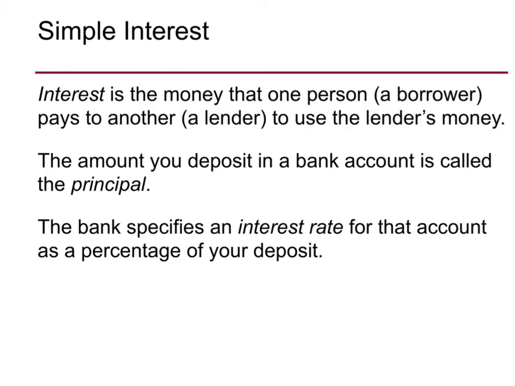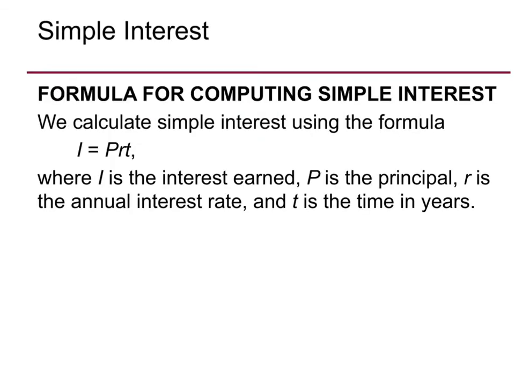Interest is, as a definition, the money that a person pays to another, borrower and lender, to use the lender's money. So the amount you deposit into a bank account is called the principal. These are just the terms that you should be familiar with in this section and moving forward. And then the bank sets the interest rate for the account that you have depending on the type of account. The most basic formula for computing simple interest is I equals PRT. Again, P is the principal, R is the interest rate, and T is the time in years.